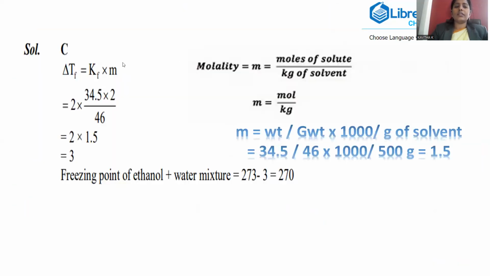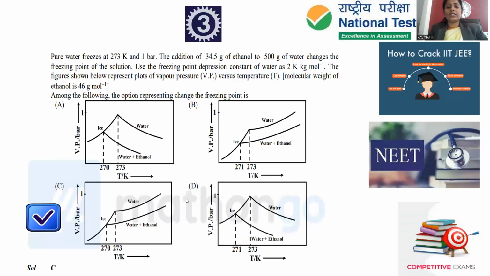In order to calculate, the required formula is delta Tf is equal to Kf into m. If you substitute the molality value and the depression in the freezing point constant value, you can achieve this value. After getting this, whatever the initial temperature is, we need to subtract the value so that the depressed freezing point value you can achieve. The depressed freezing point value is exactly mentioned in option number C. So the correct expected answer is option number C for question number 3.